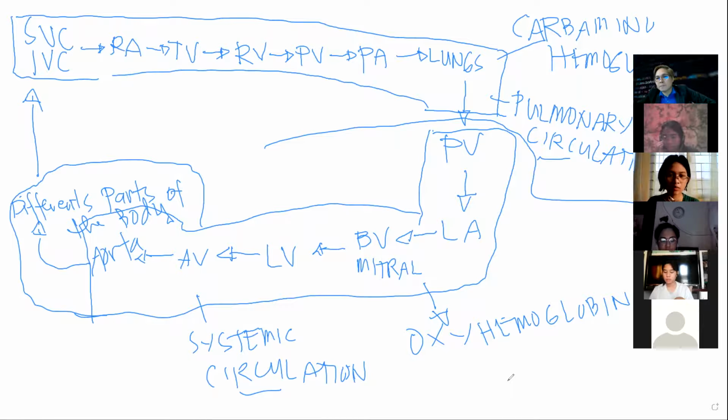Oxyhemoglobin, if you're going to observe, di ba, from the lungs, there is the actual exchange of gases through your alveoli at the end point of these lungs. From the lungs, the actual exchange of gases from carbon dioxide to oxygen happens. And it will actually be transported back to the heart. So when the blood returns to the heart, it will start the systemic circulation.